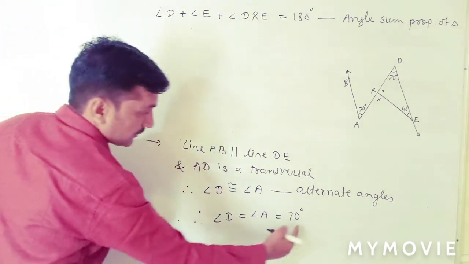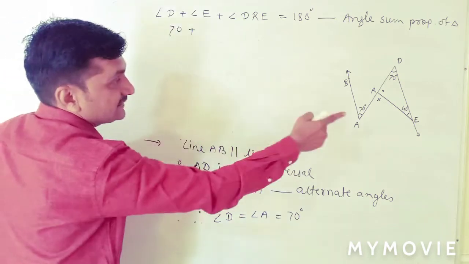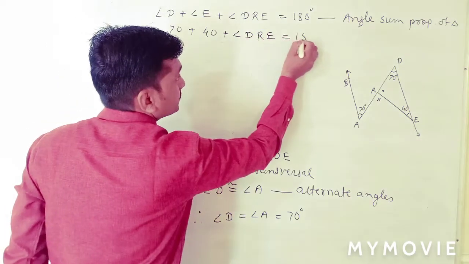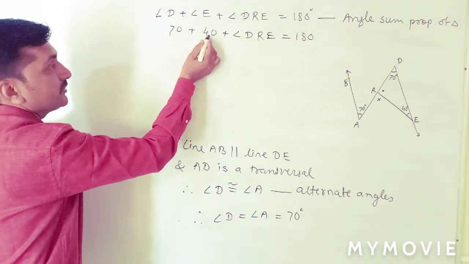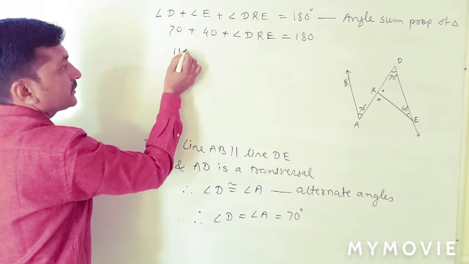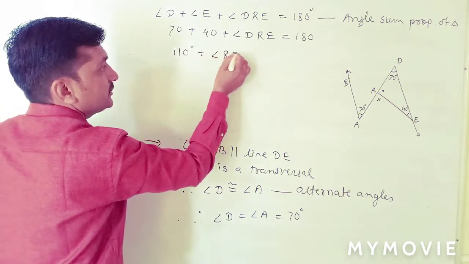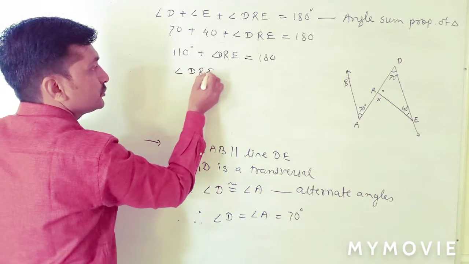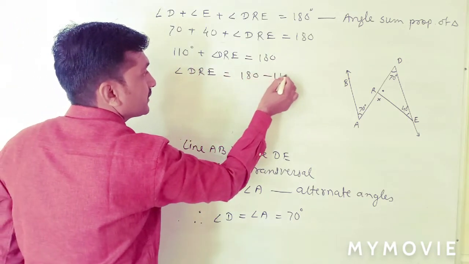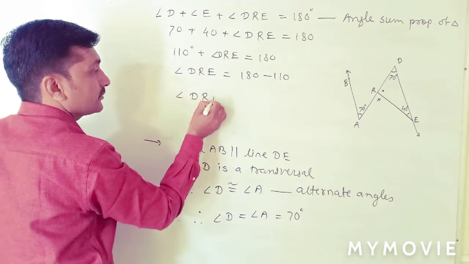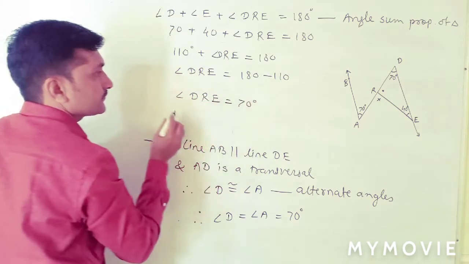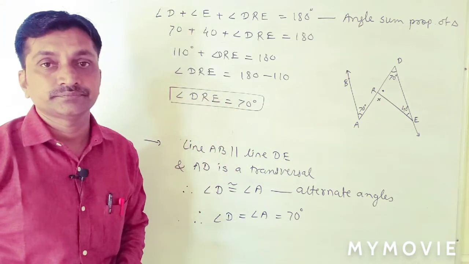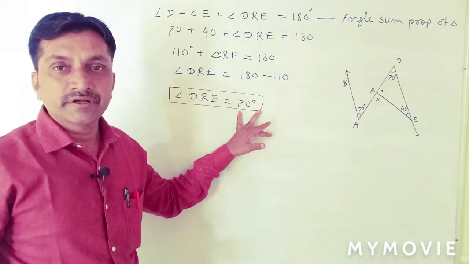Now angle D we know, angle D is 70, angle E is already given as 40, angle DRE we don't know, we have to find it. Now by solving we get 70 plus 40, 110, plus angle DRE is equal to 180. Therefore angle DRE is equal to 180 minus 110, and we get the first value: angle DRE is equal to 70 degrees. First angle we got here. Angle DRE is equal to 70.